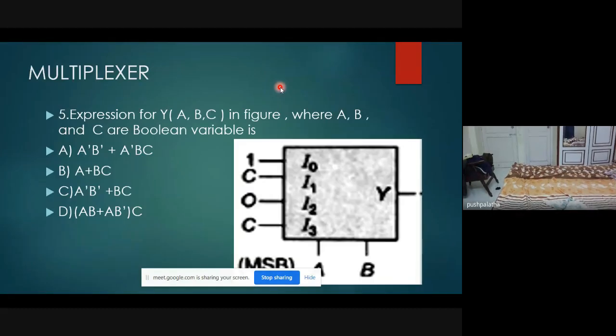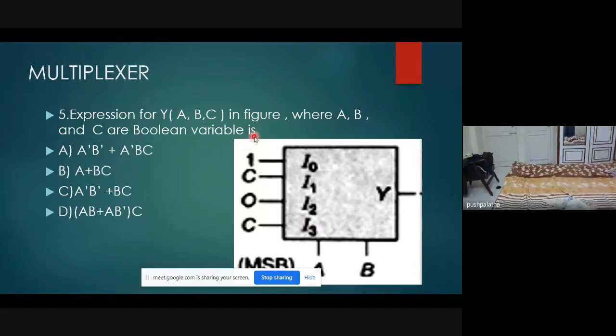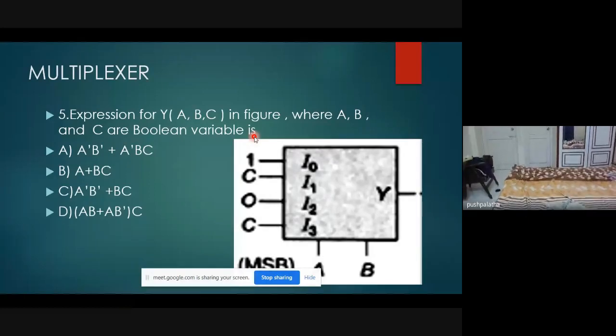Now the expression for Y of ABC in the figure, they had given a 4:1 mux, where A, B and C are Boolean variables, and they had given the options. Before going to the options, just look at the inputs. I0 is given as a 1 value, I1 is given as a C value, I2 is given as a 0 value, I3 is given as a C value.